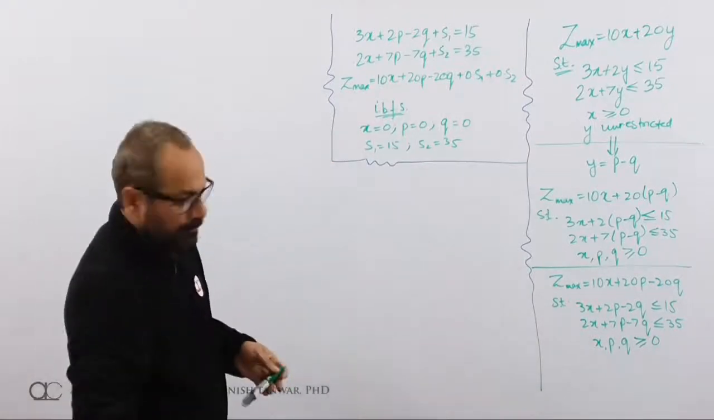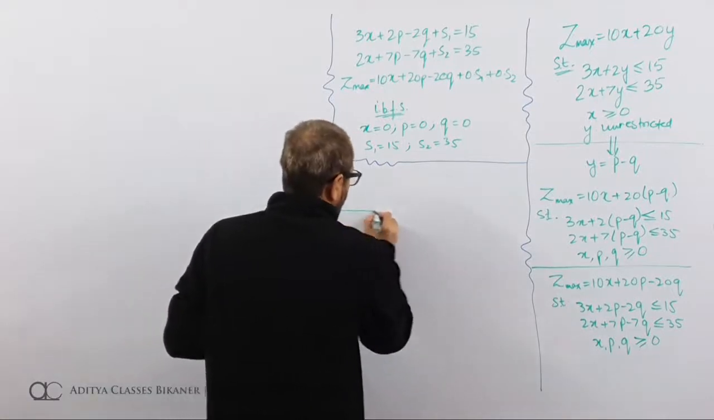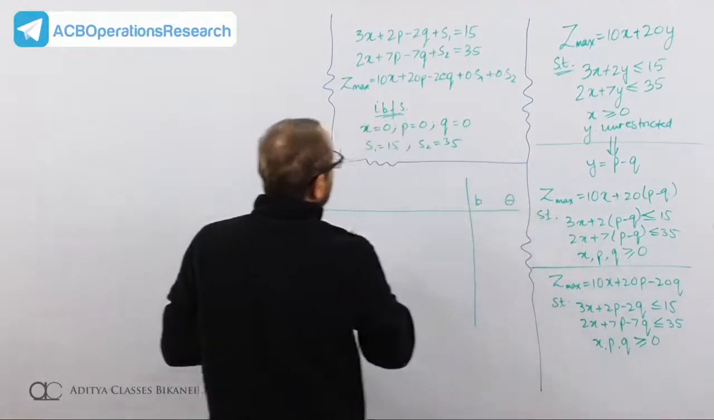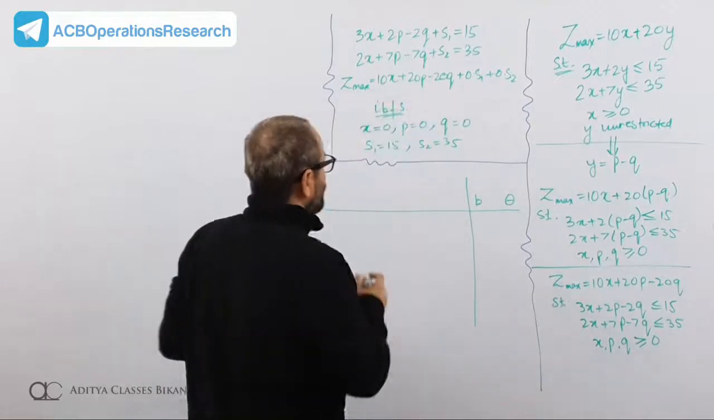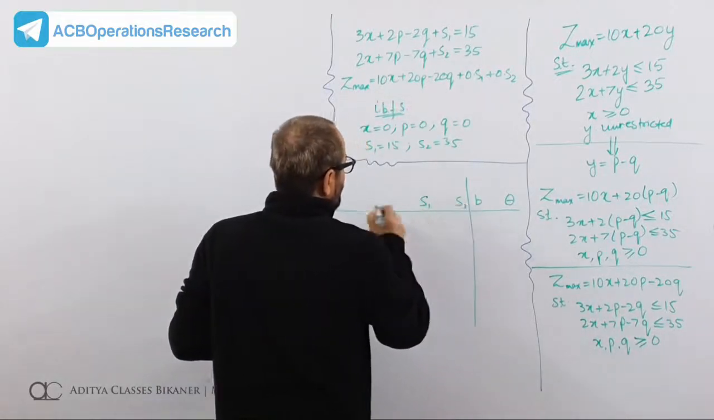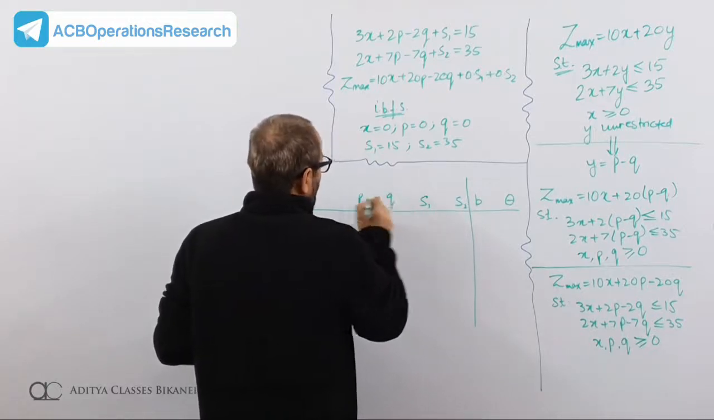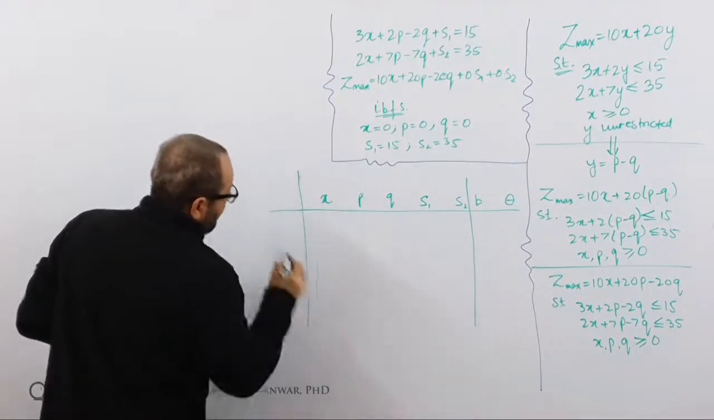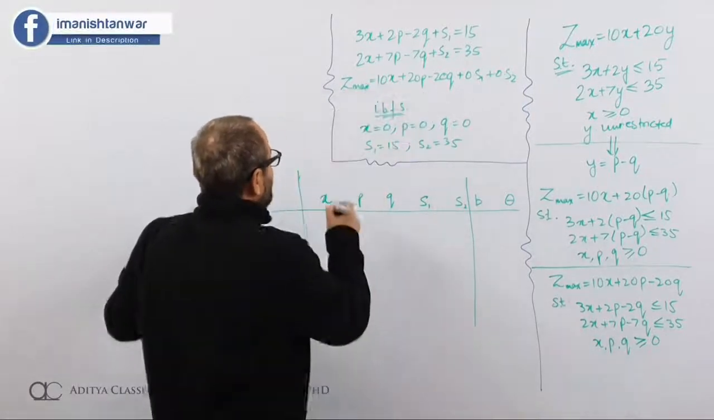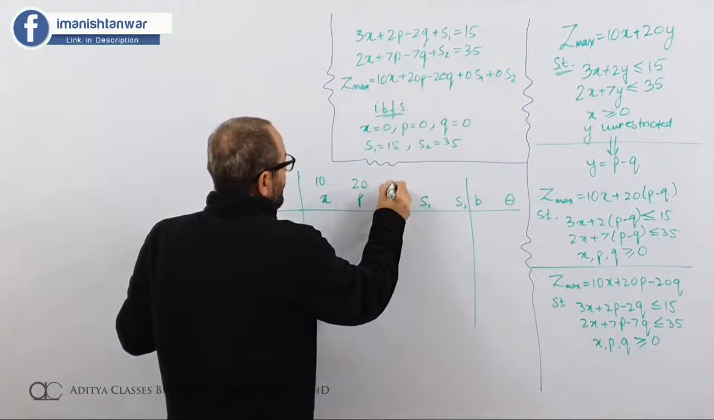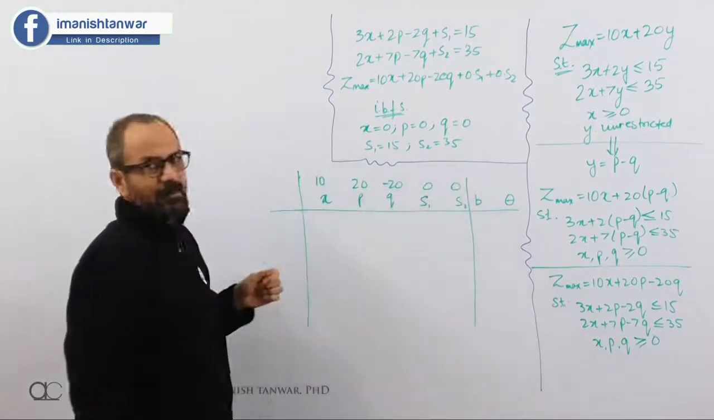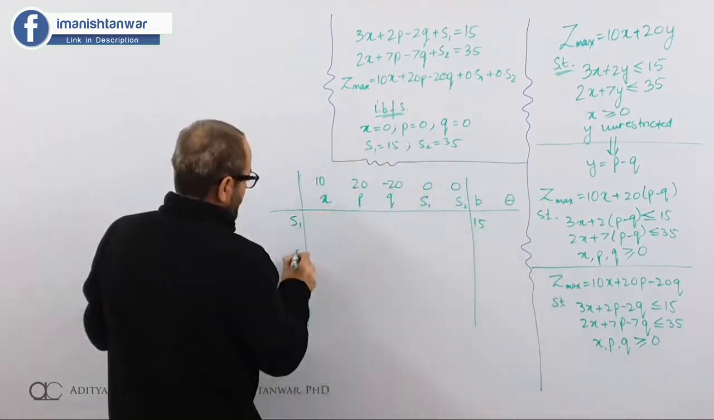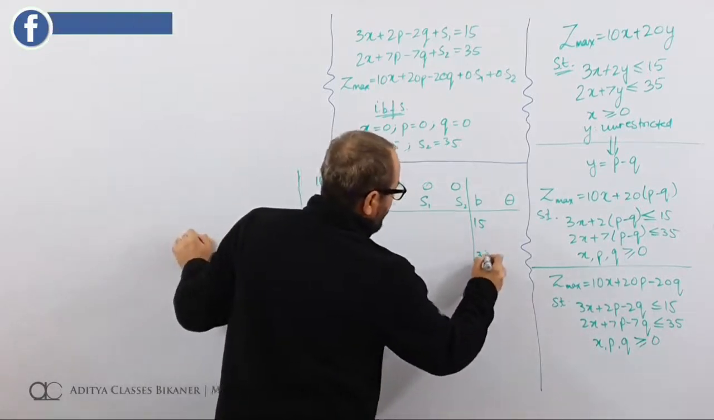How will our initial simplex table look? It will look something like this. Here we'll be having B and theta. Then the variables: x, p, q, S1 and S2. And what are the contributions of x, p, q, etc.? They are contributing 10, 20, minus 20, 0 and 0. What is the IBFS? S1 is equal to 15, S2 is equal to 35.